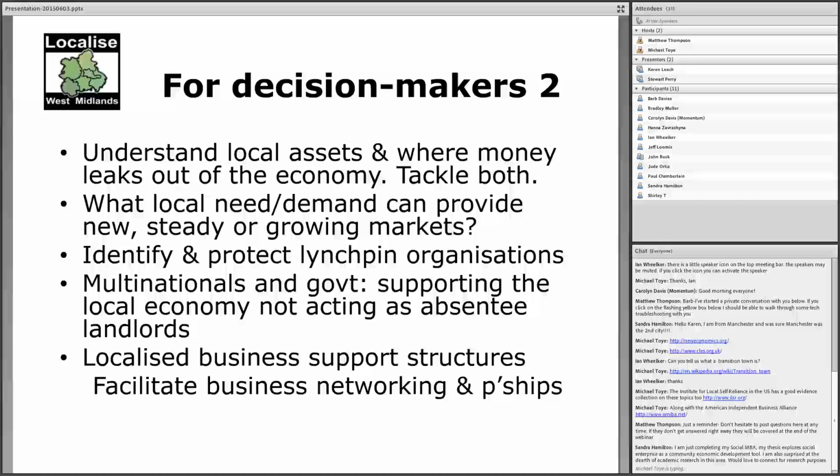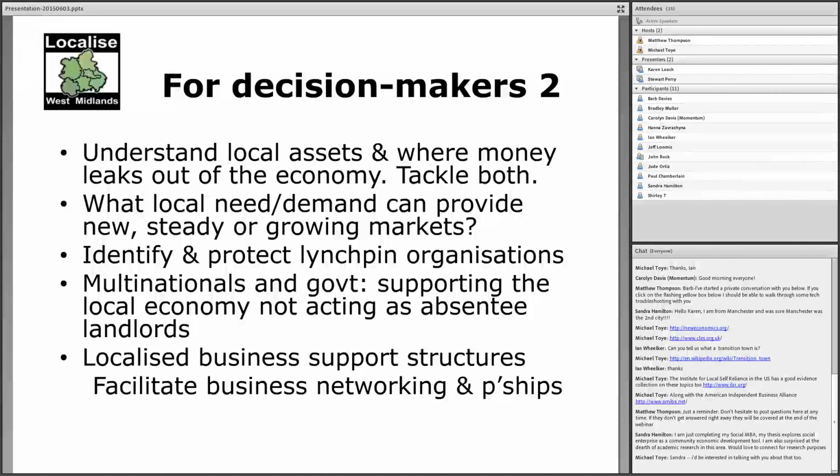There's a set of more practical recommendations about understanding local assets and where money leaks from the local economy, identifying local needs and demands and creating business opportunities around those, identifying key linkage businesses like wholesale markets and abattoirs, and even some consultancies, which support a lot of other economic activity that hangs on them, and it's very easy for policy to protect or destroy those linkage businesses.